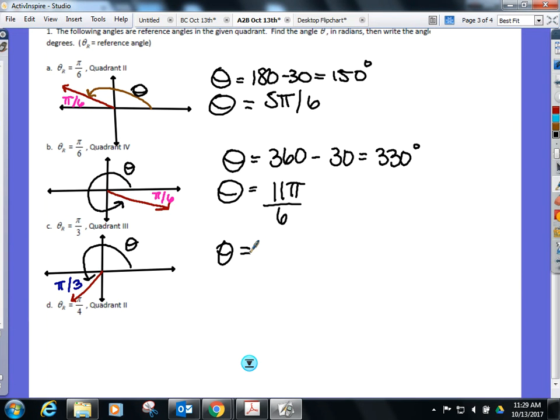Anybody want to handle this one? Show off. Let's go. Reagan, you want to show off? You're looking pretty hardcore over there. What are you doing to find this angle? What calculations are you doing?